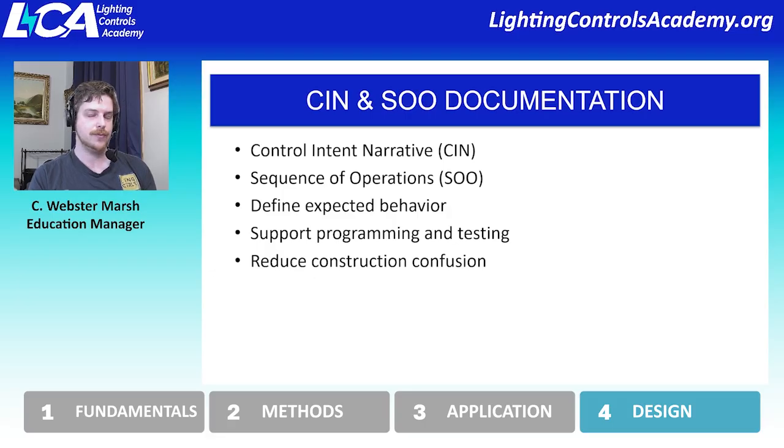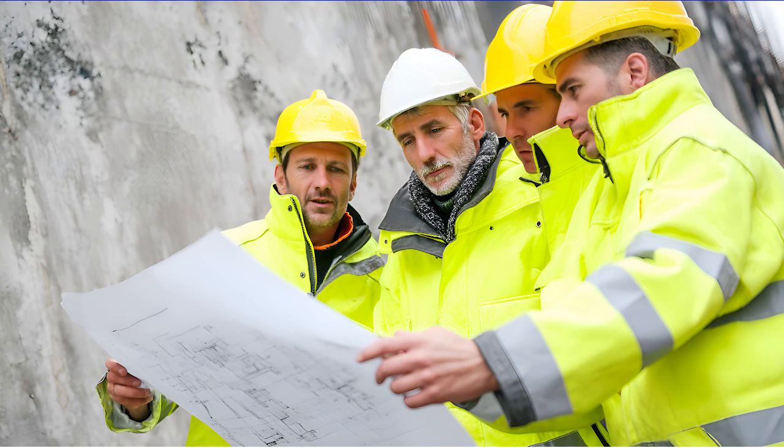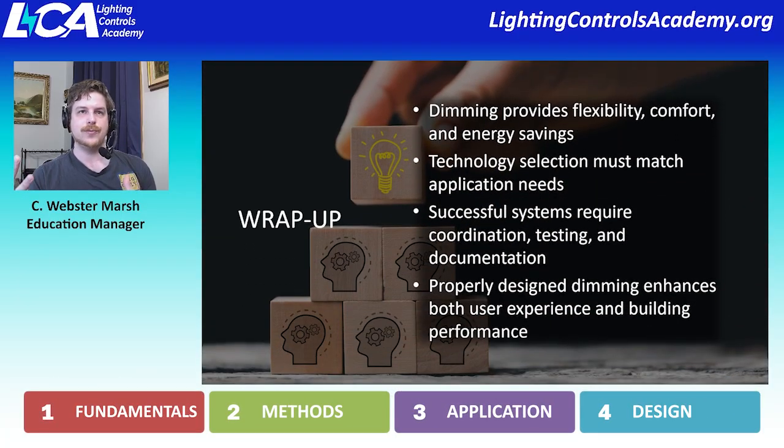But also, because we're providing these documents, we're reducing that construction confusion. We want to make sure, okay, in this space, this is the behavior we want to see. And so it clearly outlines to the manufacturer of the lighting control system and the contractor installing the lighting control system what is expected from that space. So there's a lot to go over, and we've just touched the surface of dimming. But in this part 1 of multi-part series, we really just talked about the capabilities of dimming.